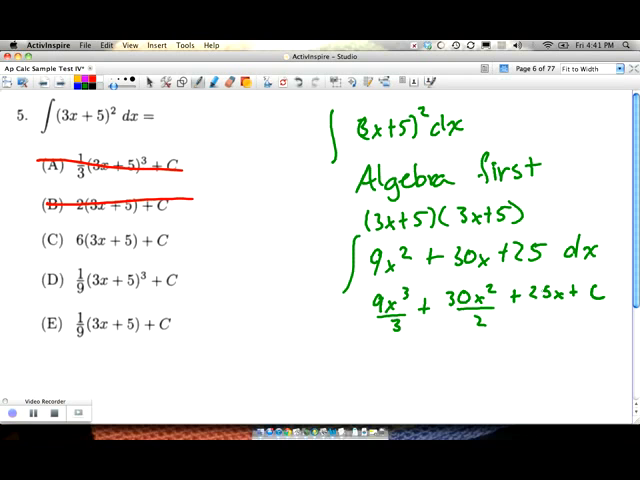That's what I would get. Now if I were to simplify this a little bit, I would get 3x cubed plus, what do we got here? 15x squared plus 25x plus c.